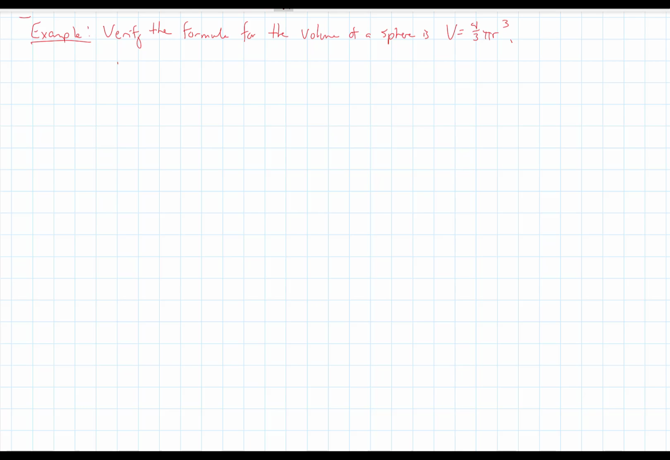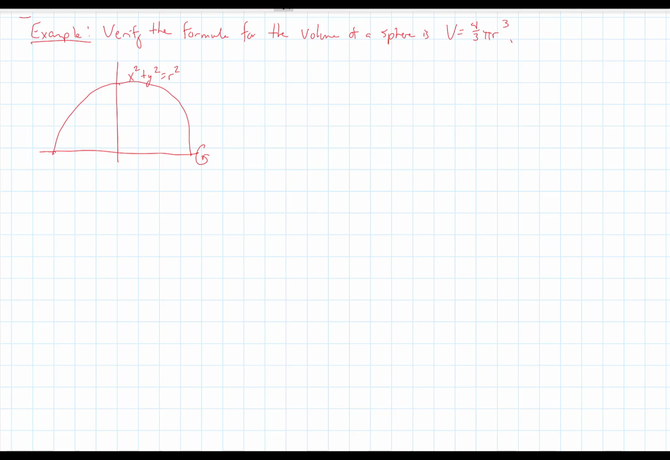So to do this, we can think of a sphere as being nothing more, and I'm centering the sphere at the origin just to make my life easier. But really, a sphere is nothing more than a semicircle rotated around the x-axis. So if I think of this, I can just give this the generic sphere equation, x squared plus y squared equals r squared.